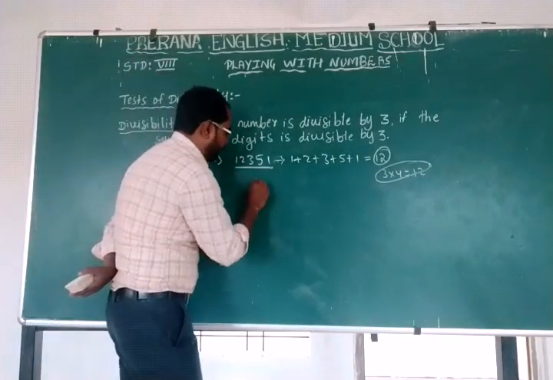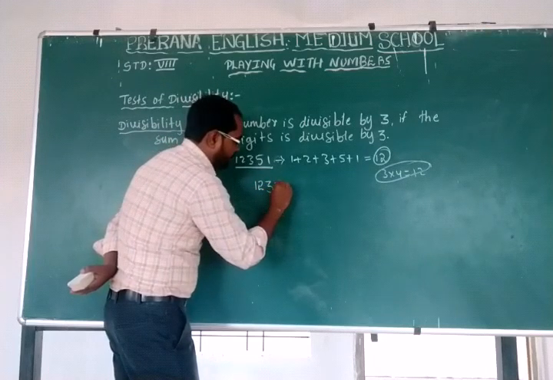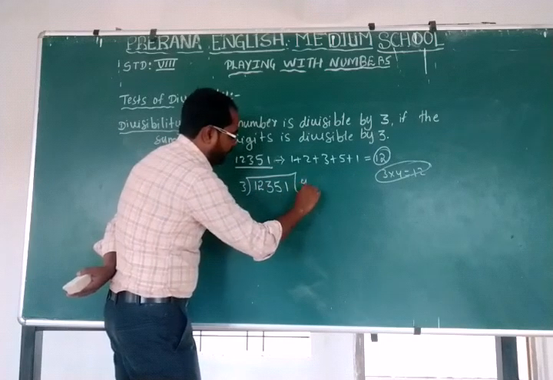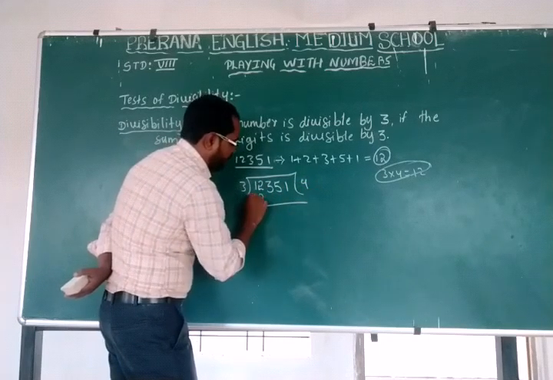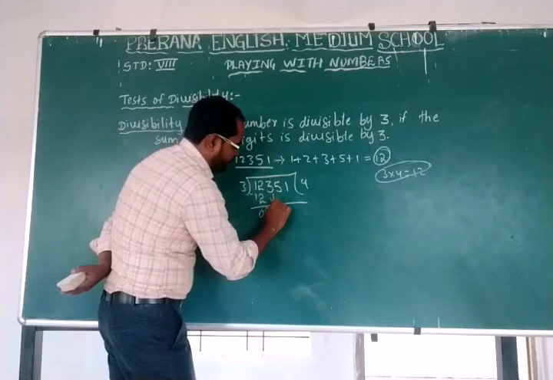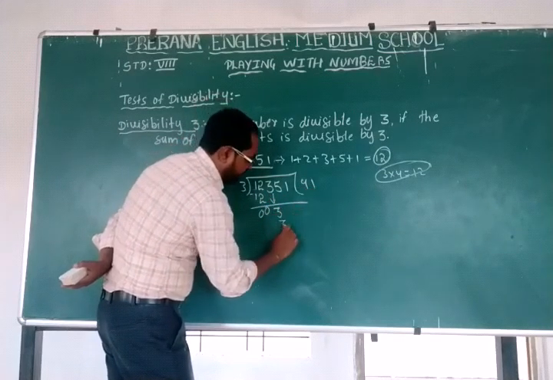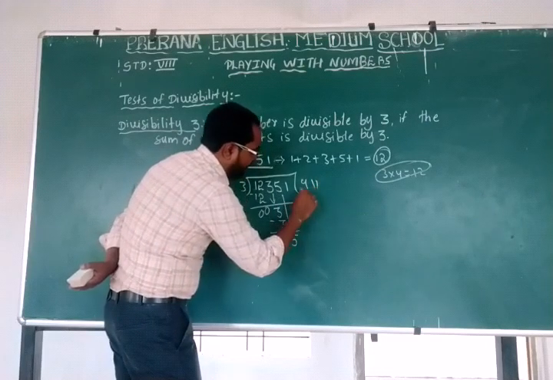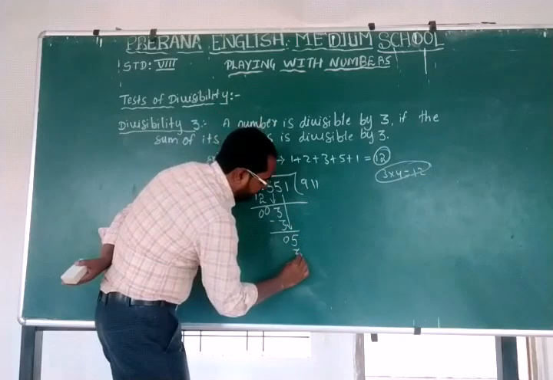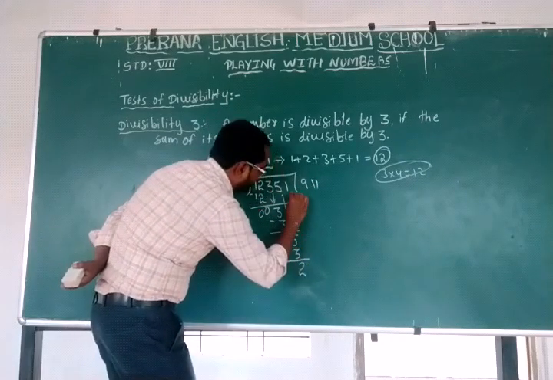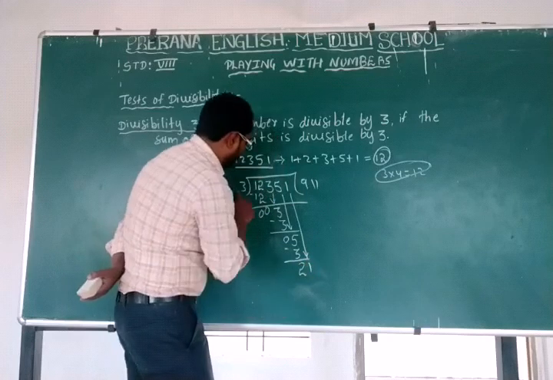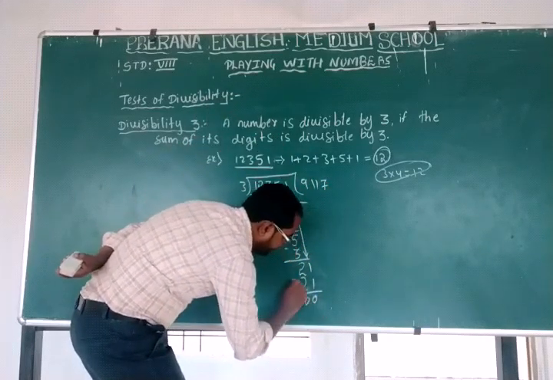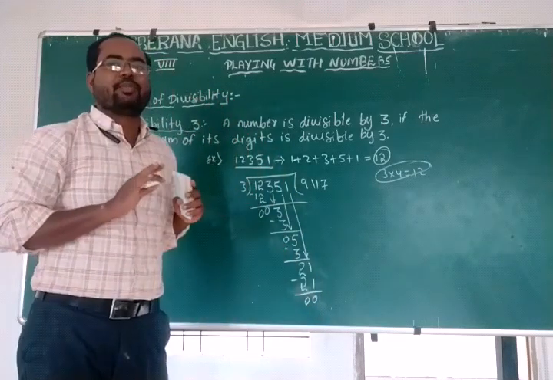If you want, you can check. That is 12351 divided by 3. So 3 into 4 is 12. On dividing, how much do you get? 0. Next will be 3. 3 into 1 is 3. So again it becomes 0. Next 5 will come down. 3 into 1 is 3. So subtract, 2 remains. Next the remainder is 1. 3 into 7, 21. So yes, when the remainder is 0, that means the given number is completely divisible by 3.